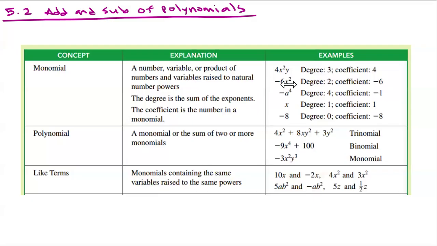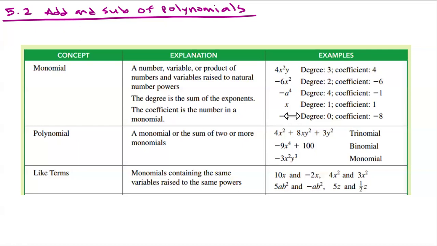All right, and it tells us that the degree is the sum of the exponents. In this case, we have a power of 2, x squared, and then y to the power of 1. So 2 plus 1 is 3. That's why this is a degree 3. This next one, negative 6x squared, is just a power of 2, so the degree is 2. This next one is the power of 4, so it's a degree of 4. The next one is the power of 1, x to the 1 power, so the degree is 1.